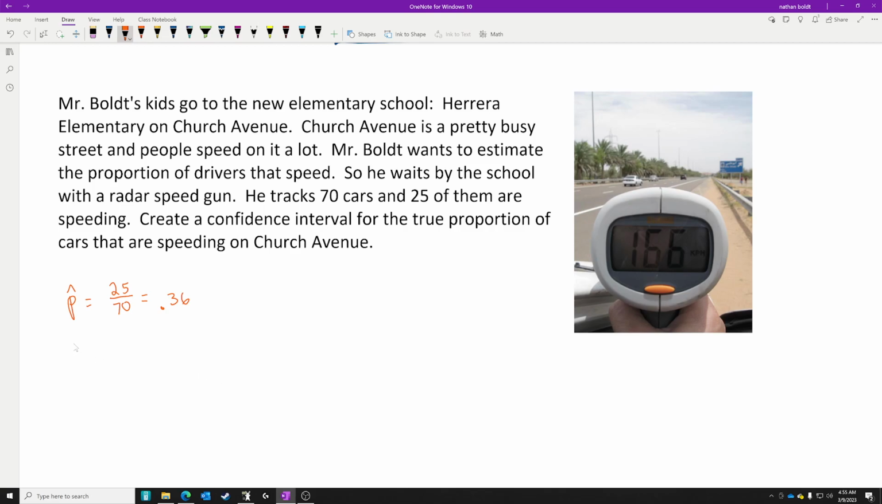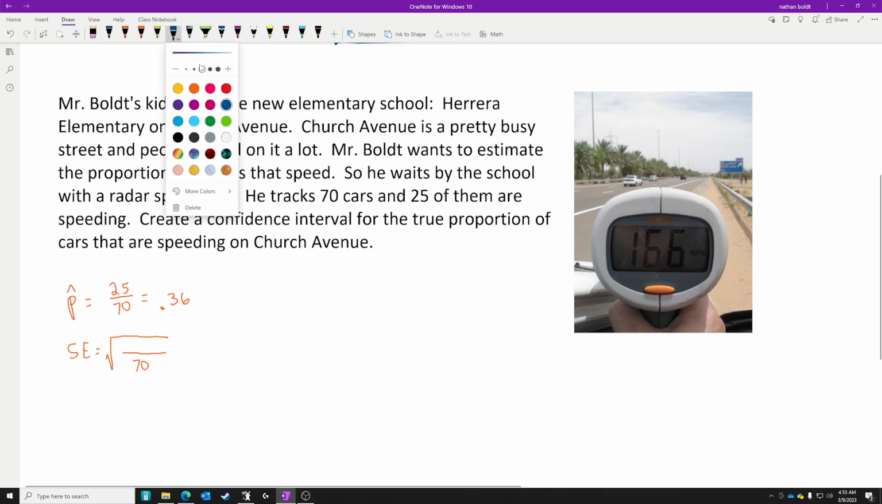My standard error is equal to the square root. I'm actually going to write this slightly differently this time. So when you do your practice problems on Sapling, they actually write this a little bit differently. So the denominator is going to be 70, right? Because we have 70 people. The numerator, they actually write it this way. This is kind of interesting. I don't know if this will be more clear or less clear.